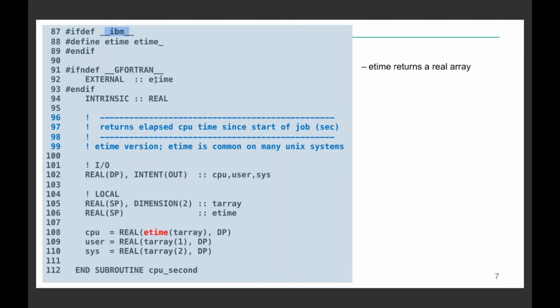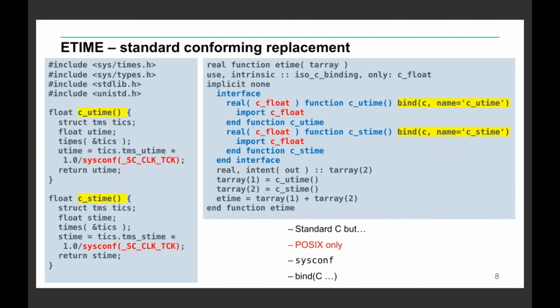IBM is mentioned here, and several other compilers definitely support these extensions, but not all. So it returns an array which is split into user and system time separately. There are two, again, simple C functions here, slightly more complicated, and this will work, as far as I understand, only on POSIX systems because we're using POSIX calls, sysconf. And then it's the same idea, bind C, and each of those C functions is given a Fortran interface, and that works. So again, I'm not claiming this is the best replacement, but it's relatively easy to do and immediately makes the code standard conforming.